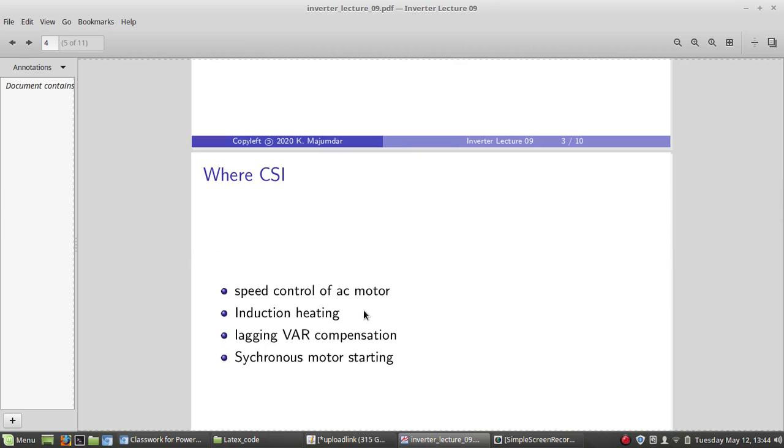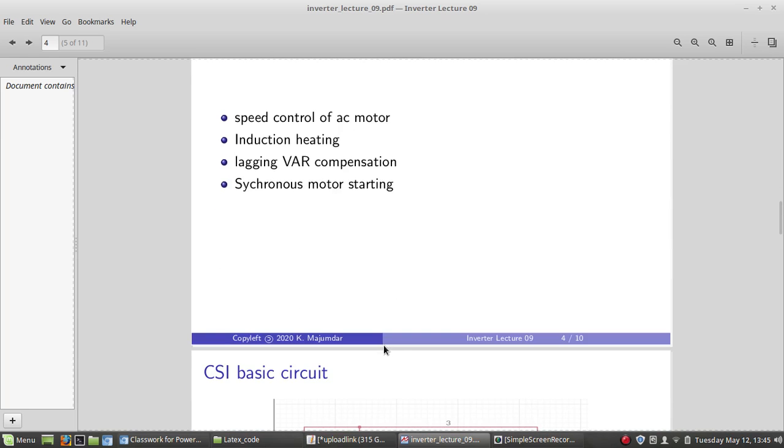Why the CSI? Why should I use it? To control the speed of AC motors, for induction heating, and for lagging power compensation. This is one type of compensation device. We also use it to start a synchronous machine or motor.